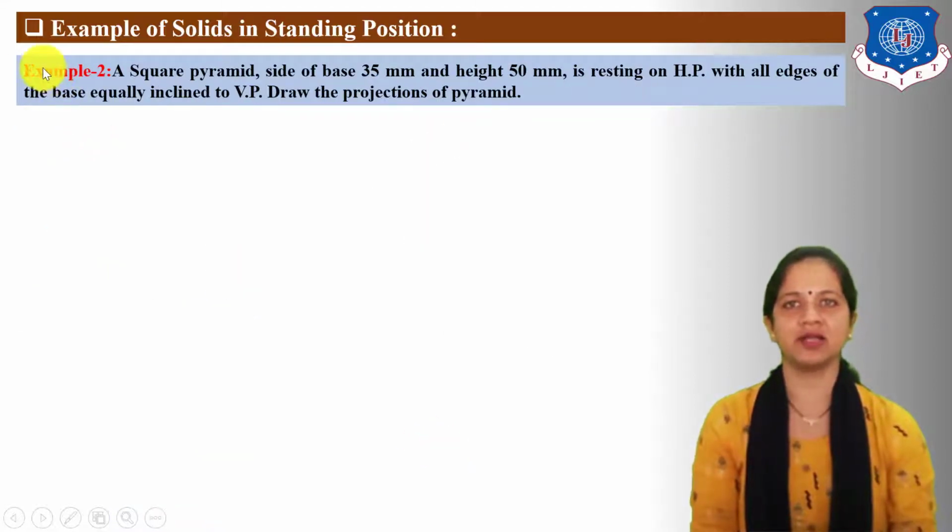Next, let us solve example 2. A square pyramid, side of base 35 mm and height 50 mm, is resting on HP with all edges of the base equally inclined to VP. Draw the projections of the pyramid.